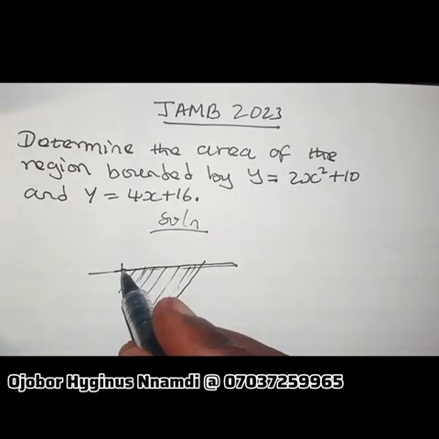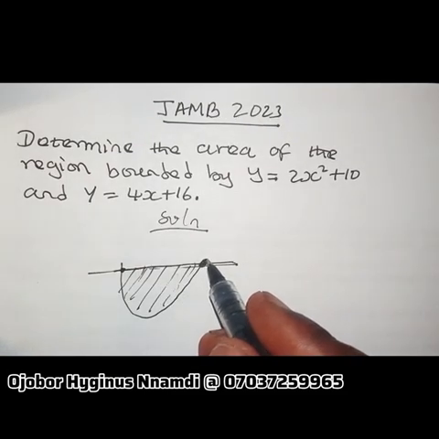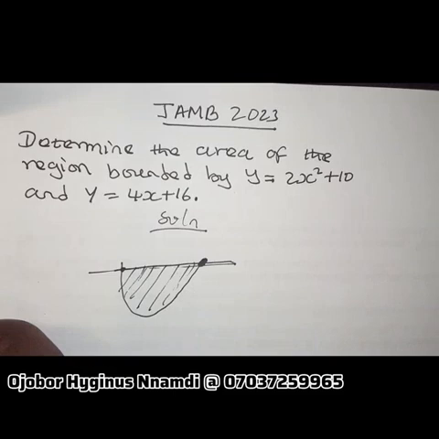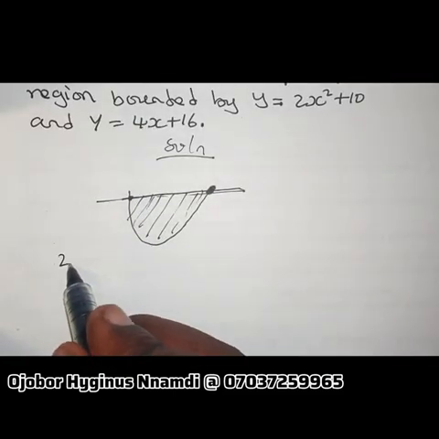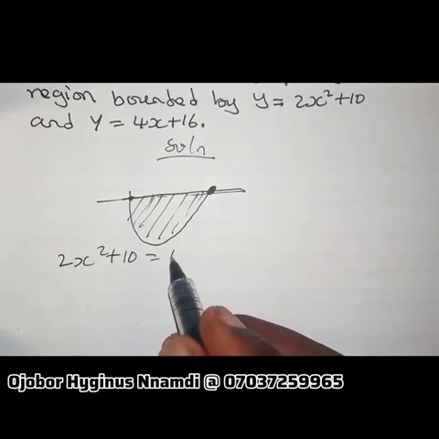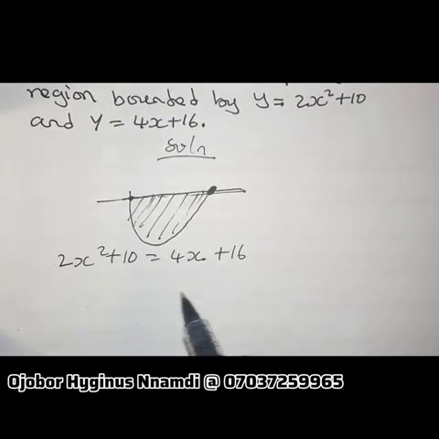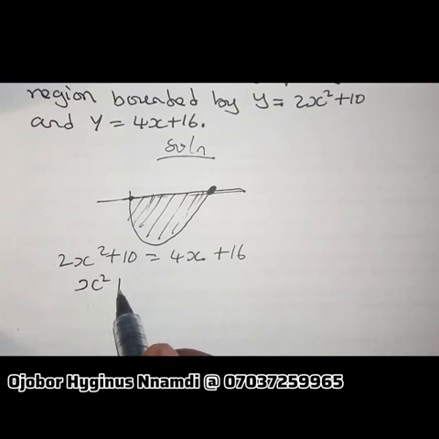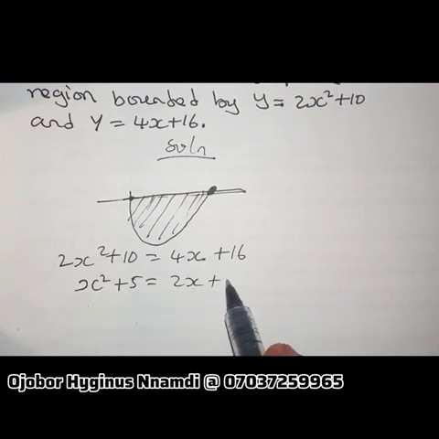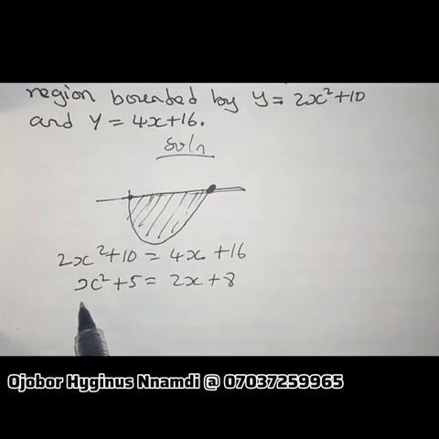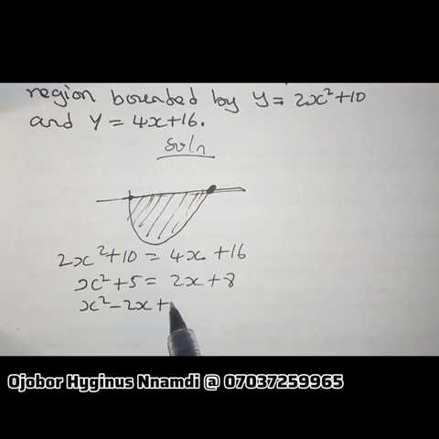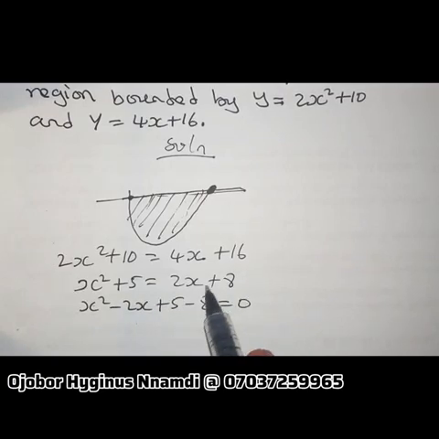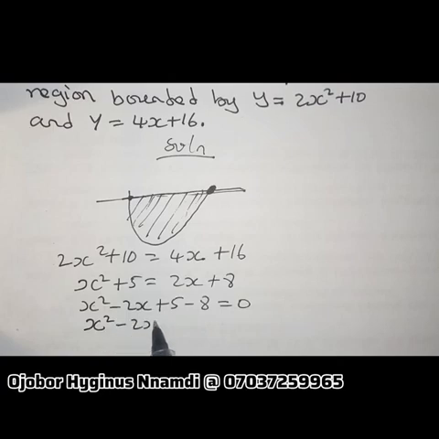First of all, we look at the point of intersection of the curve and the line, which is gotten by equating the two equations. So we have 2x squared plus 10 equals 4x plus 16. And then we can divide through by 2 to have x squared plus 5 is equal to 2x plus 8. We'll collect like terms so that we have x squared minus 2x plus 5 minus 8 equals 0 when these two move to the left hand side. And that will give us x squared minus 2x, 5 minus 8 is minus 3, equal to 0.